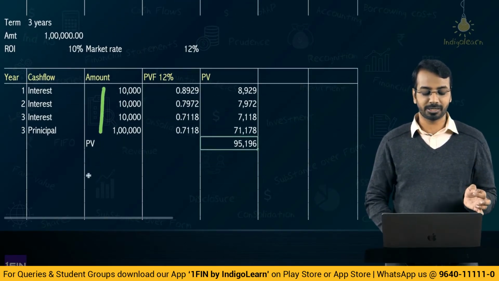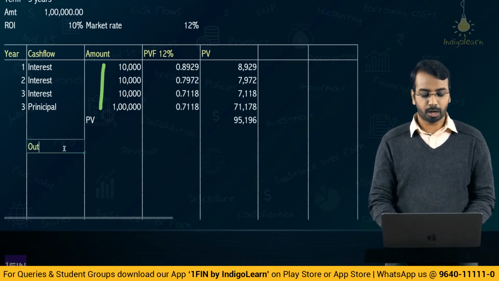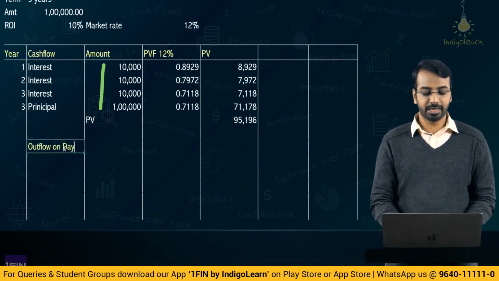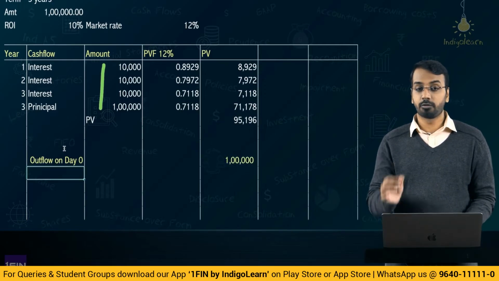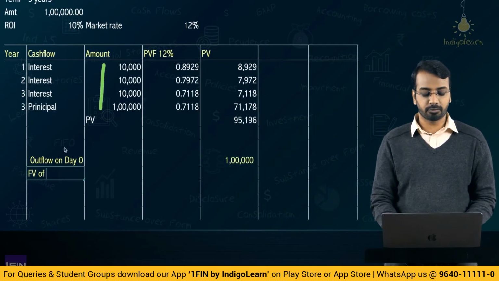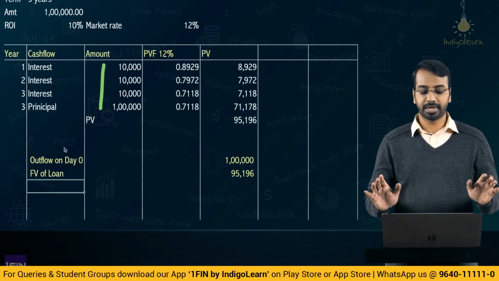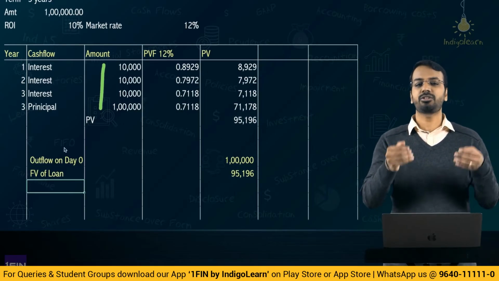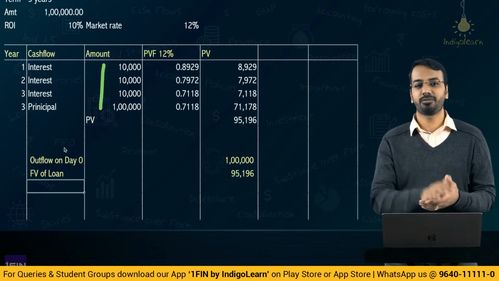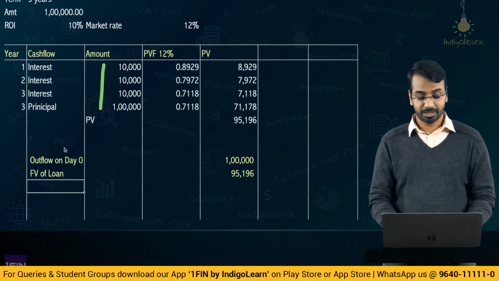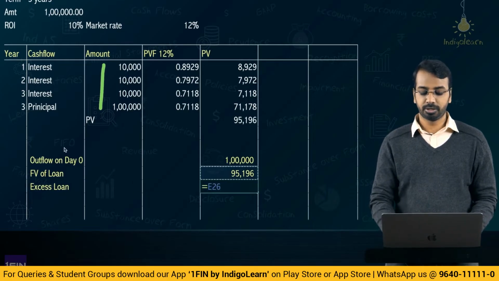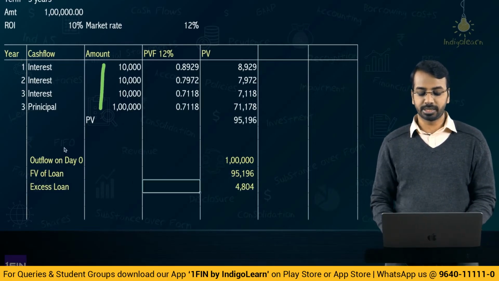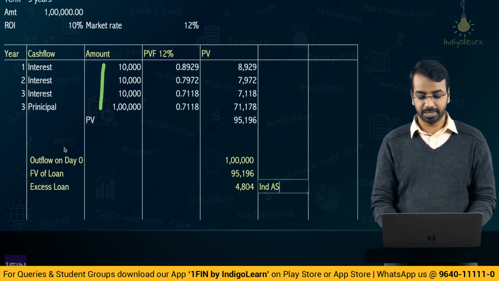So here what is happening is, see this, outflow on day 0 is 1 lakh. Fair value of the loan given is how much? 95,196. The company would have actually given 95,196 of loan only, but the company gave an excess over fair value of 4,804. What is this? This you have to deal with in accordance with Ind AS 19.